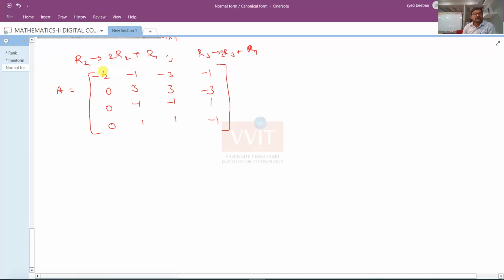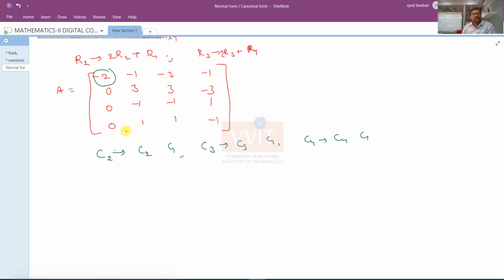Let me use a different color. With the same, I'm supposed to check -3, -1, -3, and make this 0. That means I need to use the column operations. So here I need to change C2' (C2 prime) based on C1, again C3' based on C1, and C4' based on C1.